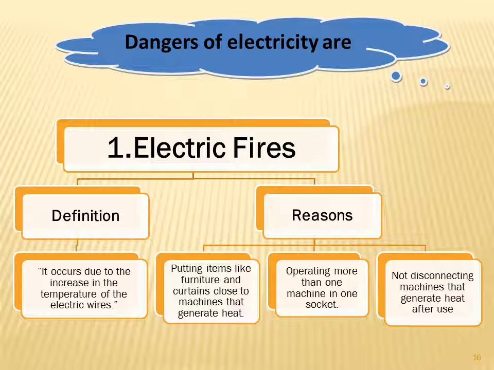So what are the reasons that may lead to an electric fire? I have here three reasons. Number one, putting items like furniture or curtains close to machines that generate heat. If I put any item like furniture, a chair for example, or a curtain or a rug close to a machine that produces heat continuously, God forbid, this may lead to an electric fire.